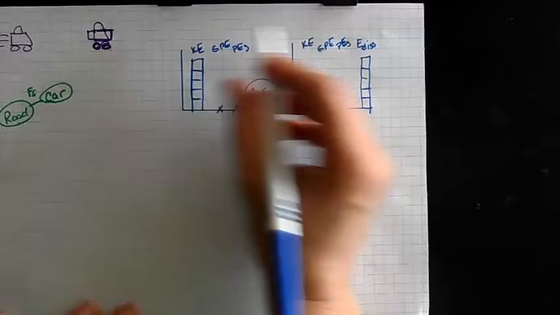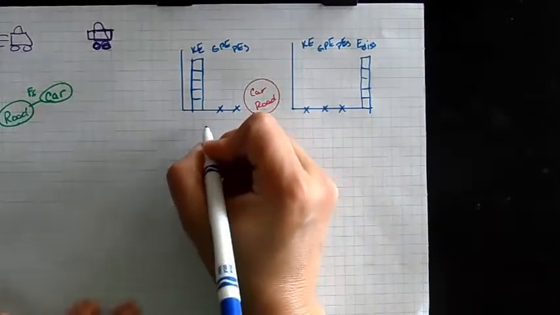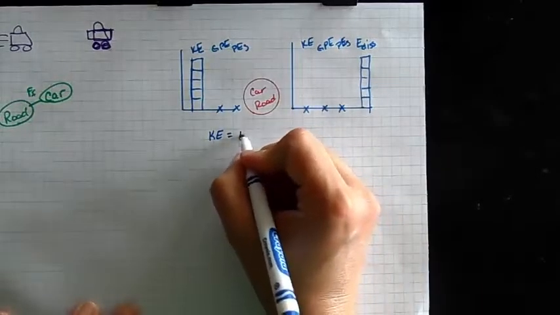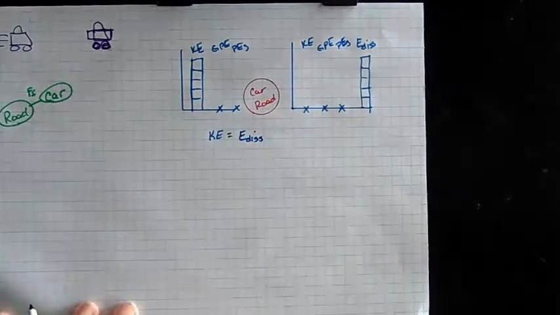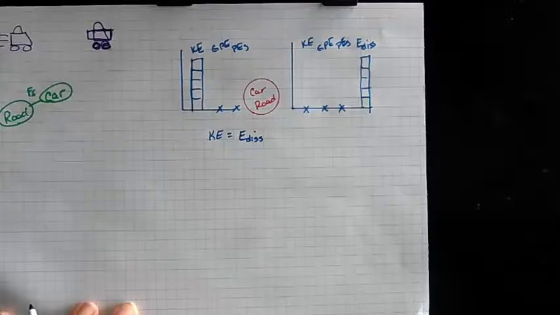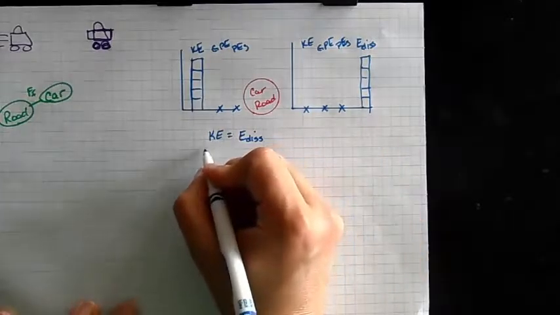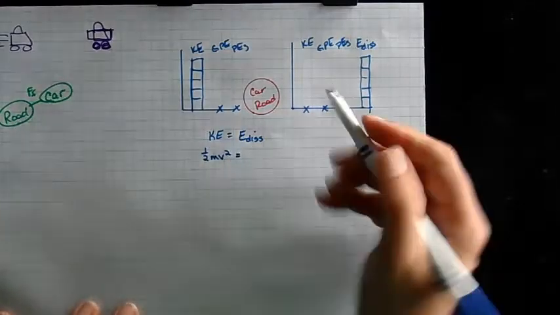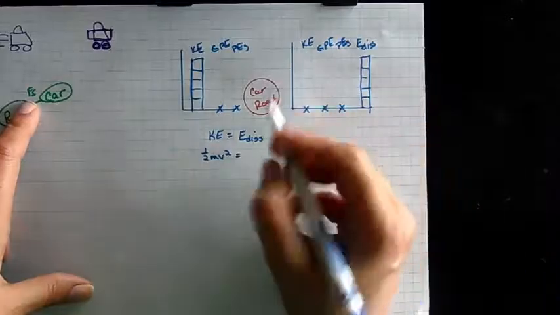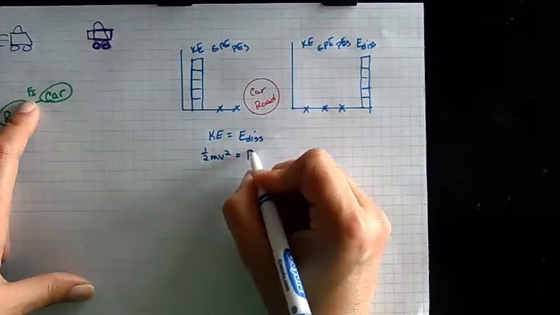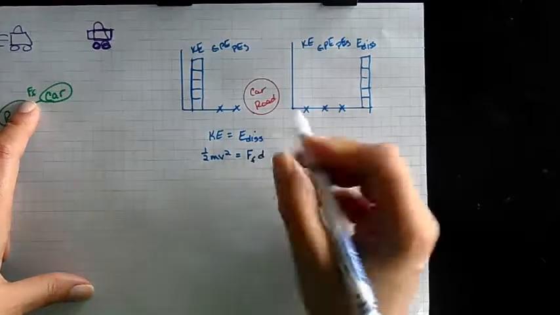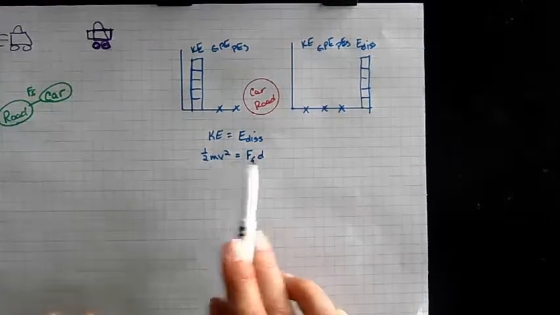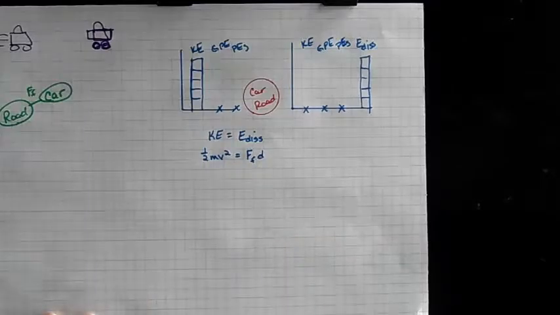Now here we have, for our conservation equation, our kinetic energy is equal to the energy that was lost due to friction. Equation-wise, we can write that out as 1/2 mv squared as our equation for kinetic energy. Now this is that force of friction, right? So this is the force of friction over some distance. So we would have to find the force of friction in order to determine that quantity. And we would have to know how far we're going in that situation.